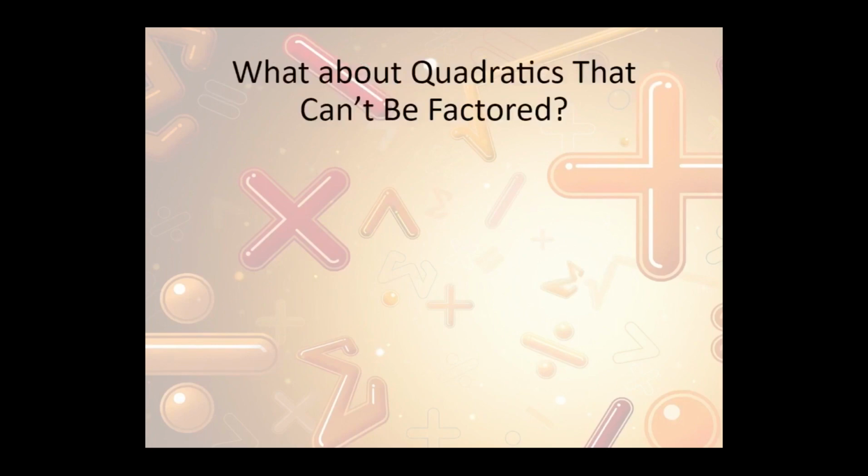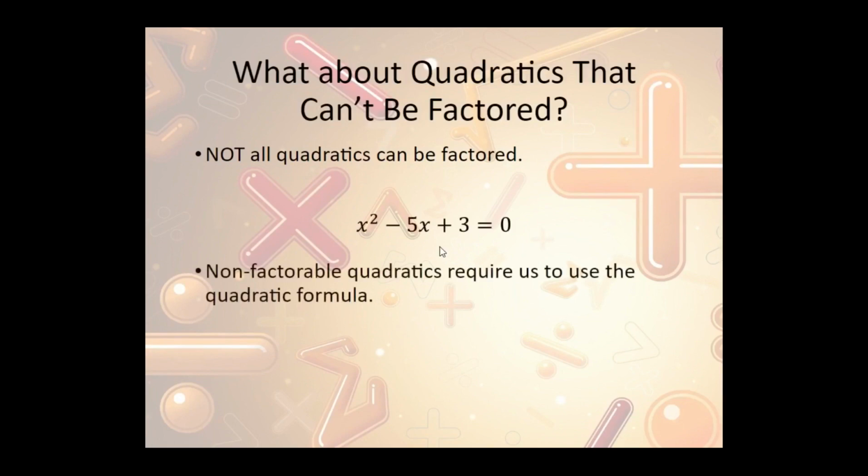Now what about quadratics that can't be factored? So not everything comes out evenly. So not all quadratics can be factored. For instance, this one, x squared minus 5x plus 3 equals 0. This is a non-factorable quadratic. So when we get these non-factorable quadratics, we have to use what's called the quadratic formula.